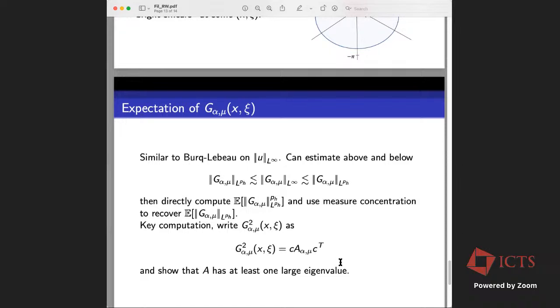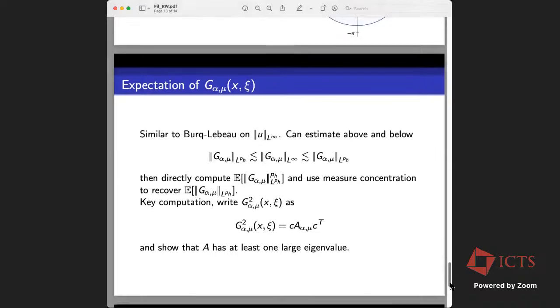Once we've done that, you use measure concentration, because I actually want the expectation of the LPH norm, not the LPH norm to the power pH. But if you have a reasonably concentrated distribution for your coefficients, and the Gaussian distribution definitely does that, you can compute the pH power, and from that get the answer for the correct LP norm.